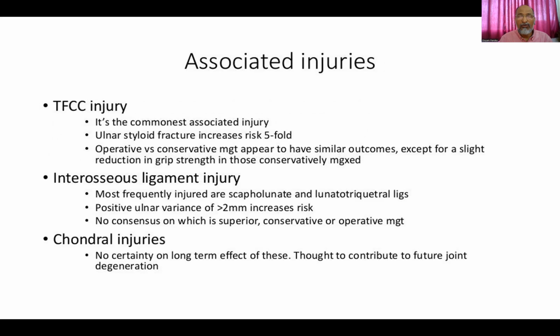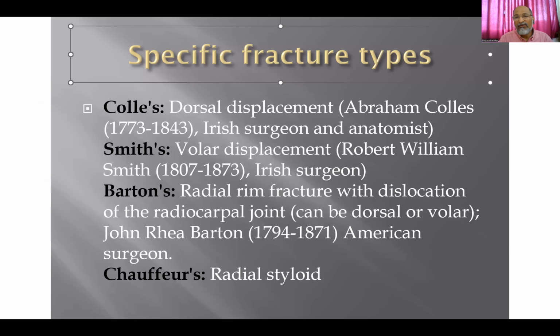Then we talk of the associated injuries. Whenever there is a fall on the outstretched hand and the distal end of the radius is fractured, the following injuries can also be seen, which may or may not be recognized on the X-ray because they are not osseous in nature. One is the triangular fibrocartilage complex injury, the second is interosseous ligamentous injuries, and the third is chondral injuries. Then you have specific fracture types on the distal end of the radius, and they go with names.